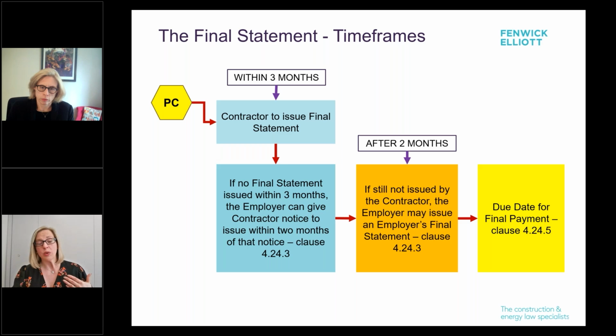In circumstances where the contractor doesn't issue the final statement, the employer can give 2-month notice for them to comply. And if the contractor still doesn't provide the final statement, then the employer has the opportunity to put over their position on what they say the final statement should be. That will then be the document that's discussed and negotiated up until the due date for final payment.